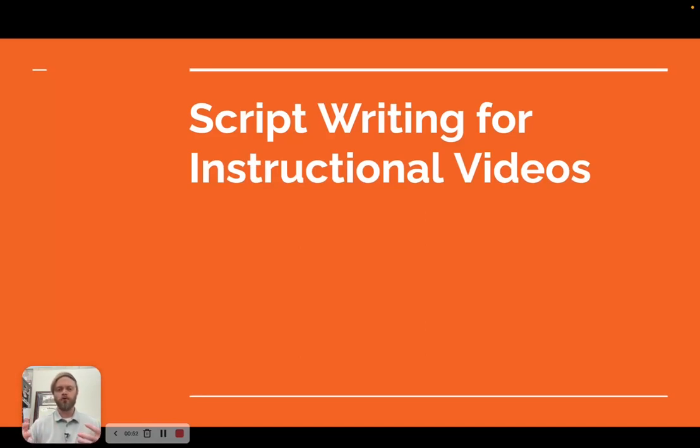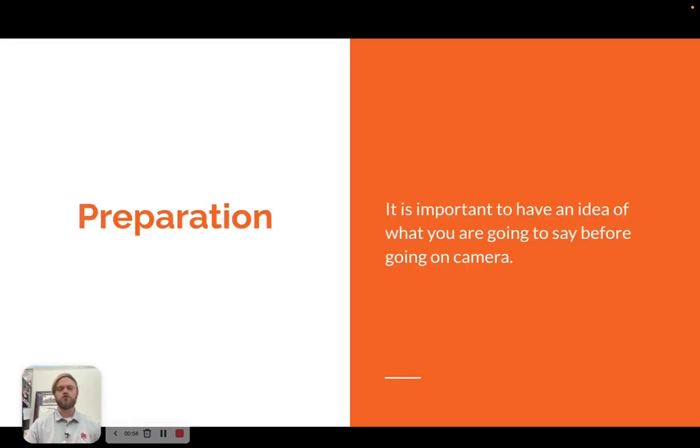There are some important factors to keep in mind when you're getting ready to write your script for your instructional videos. The first thing you want to do is prepare. You can't over-prepare for these videos. It is important to have a good idea of what you're going to say before you go on camera. That will keep you from stuttering and using words like "or," "you know," or "like." You want to make sure that you are prepared for your video way in advance and that you have gone over the material several times before you press the record button.